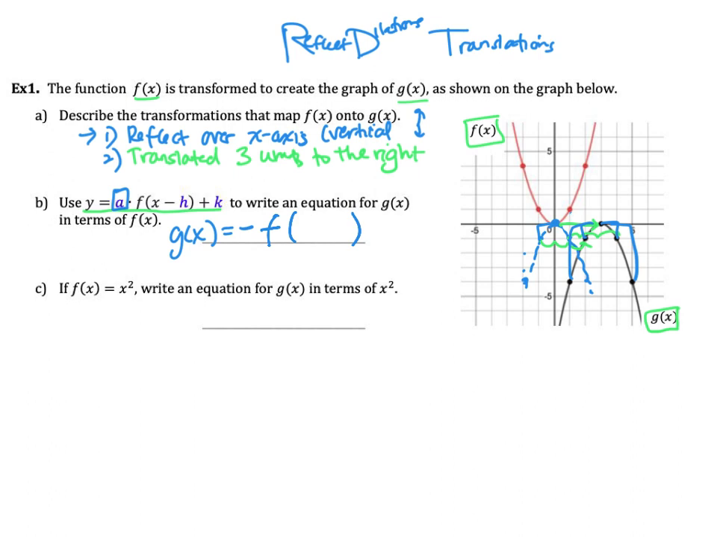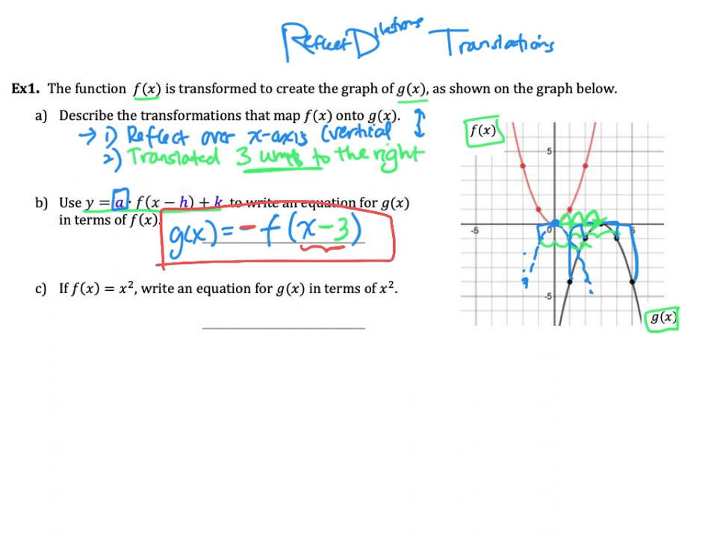Then I saw in the green, remember, it shifted 1, 2, 3 units to the right. Going to the right, we do the opposite inside, so it's going to be a -3 instead of a +3. Anything associated with horizontal movement is the opposite. Anything inside here is the opposite of what you think it's going to be. And then it didn't shift up or down, so this is your equation for the function.